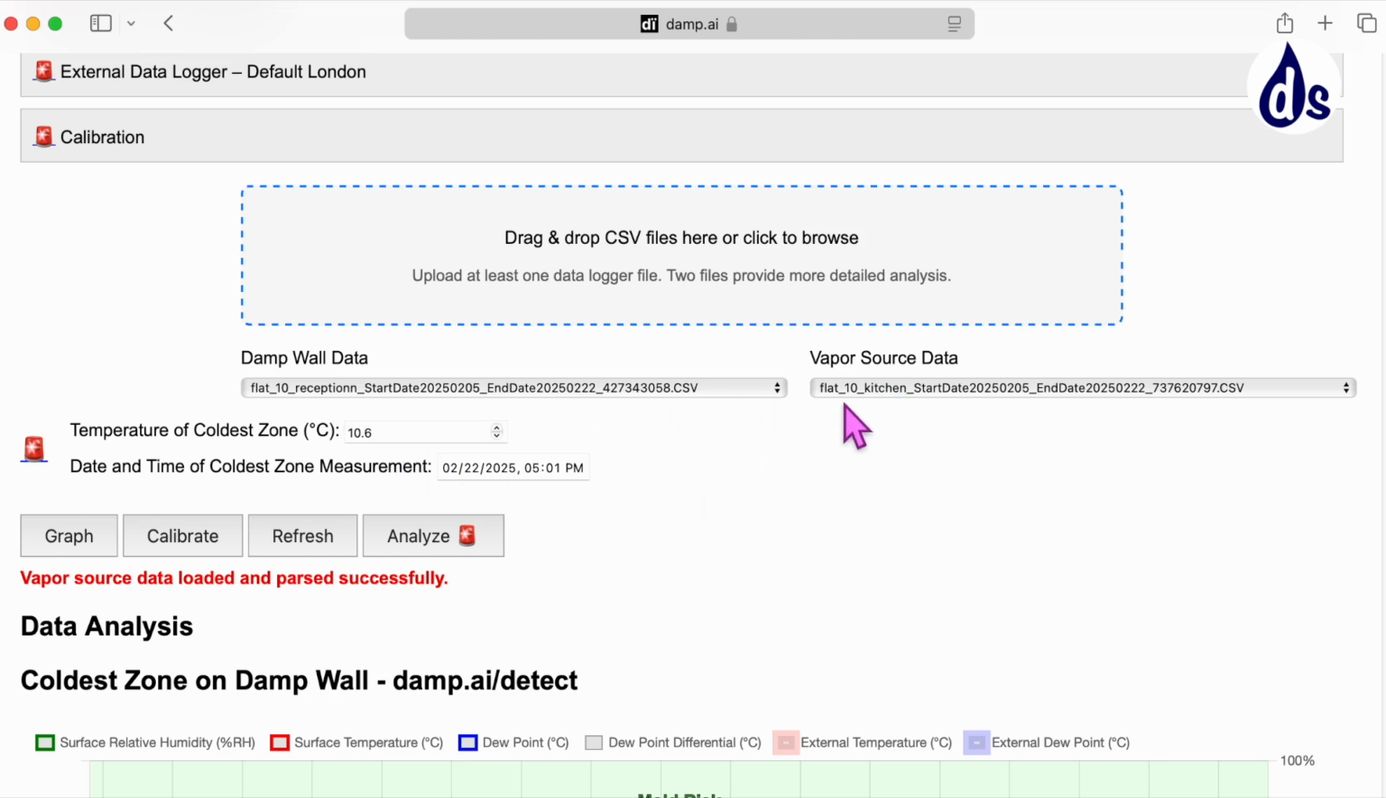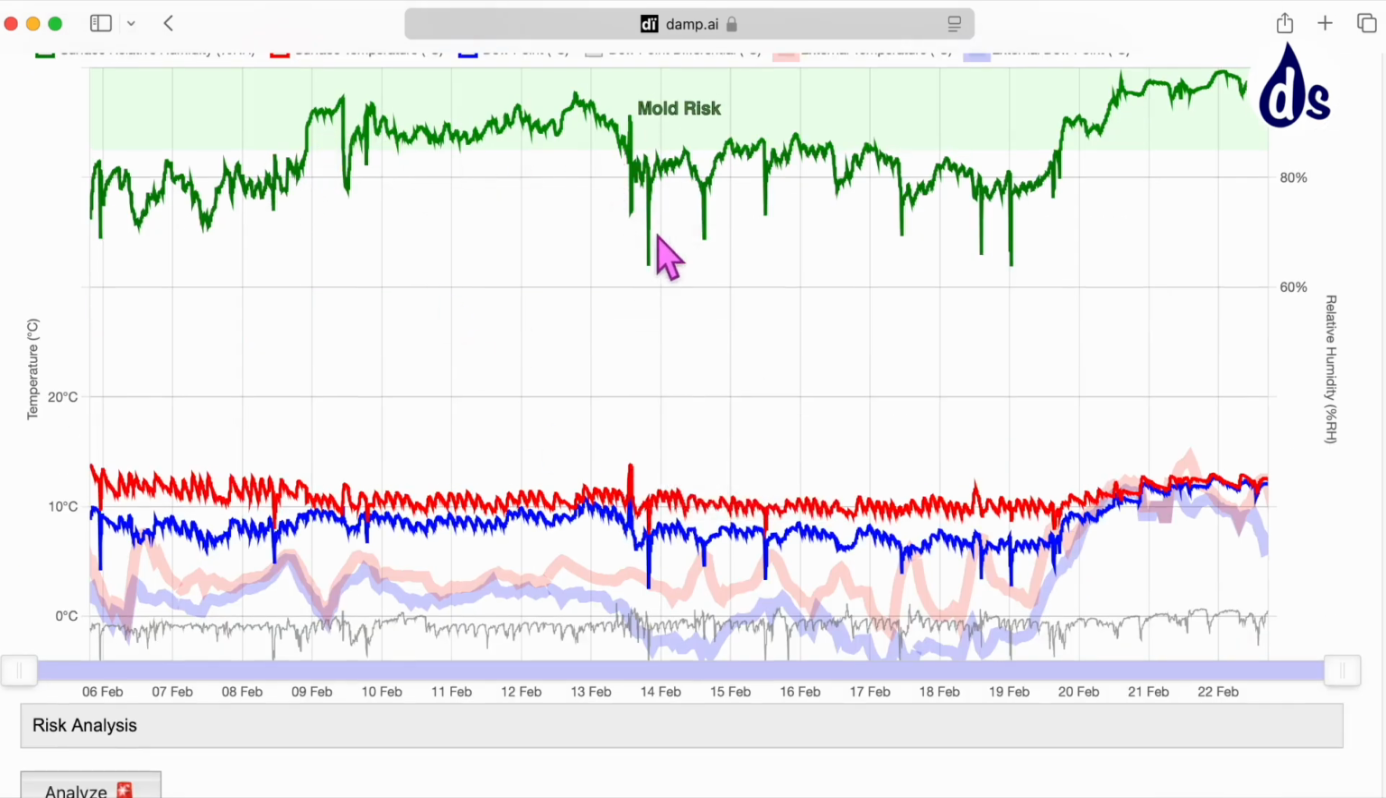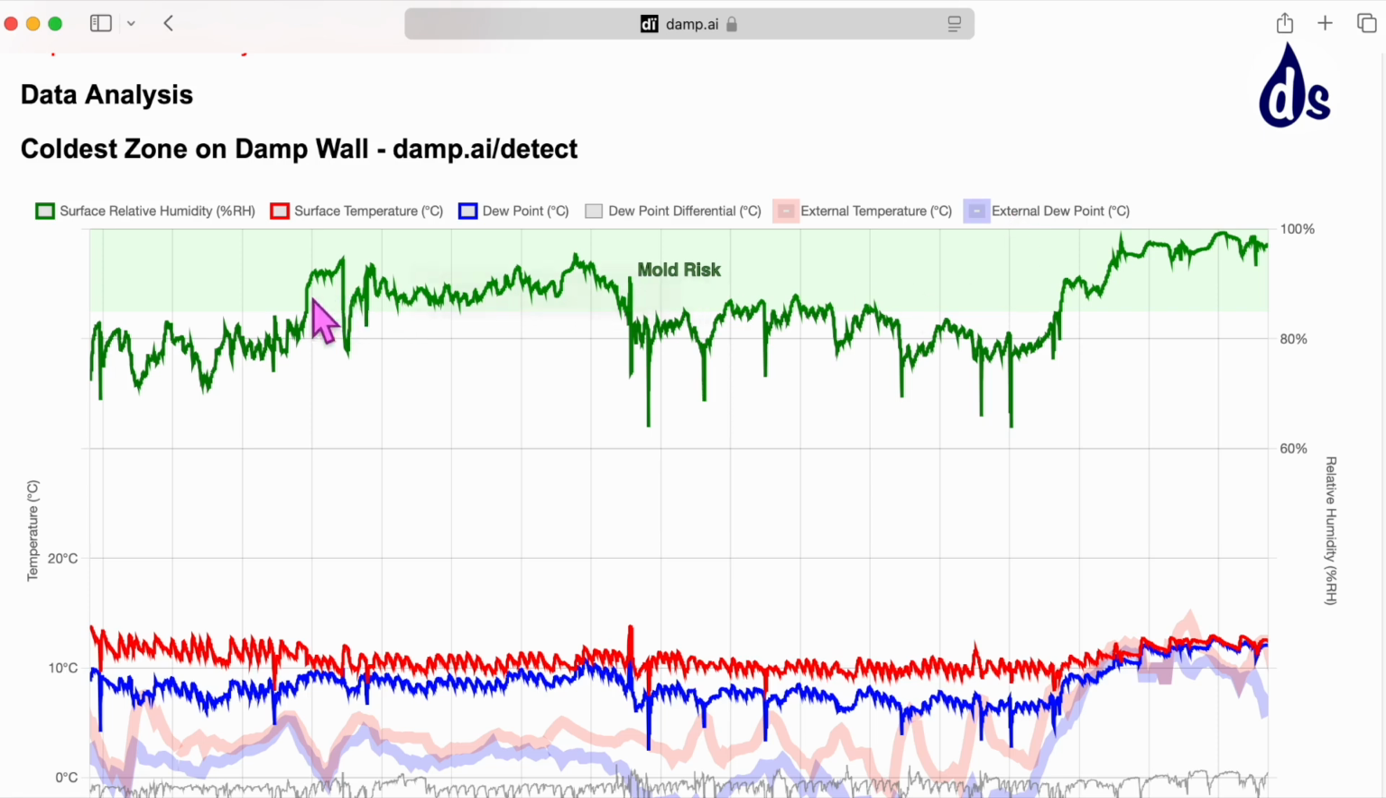And if we look at the comparison of the flat 10 relative humidity, and I'll do it at, it was probably about 11:15 maybe. And it was on the 13th. Actually, it was probably more like 12:15. And here we can see a much lower surface relative humidity, but there are large periods when there's a risk of mold. And in fact, we could see mold growing around the property.